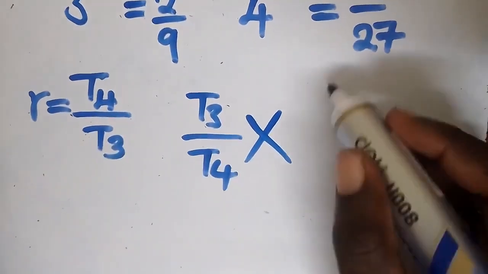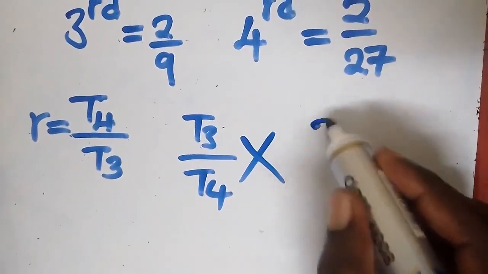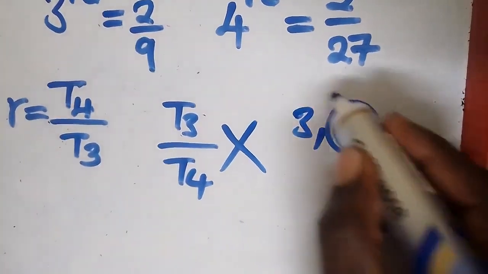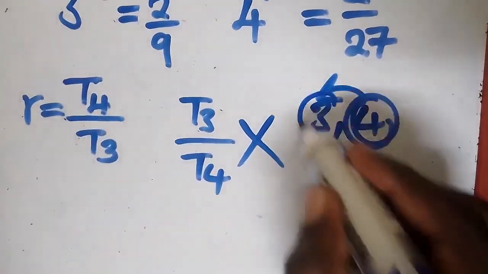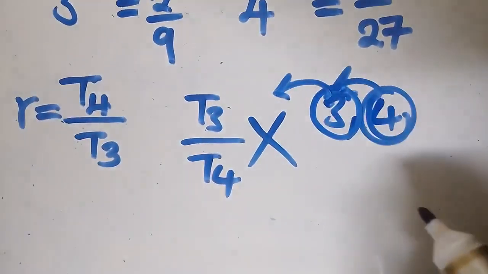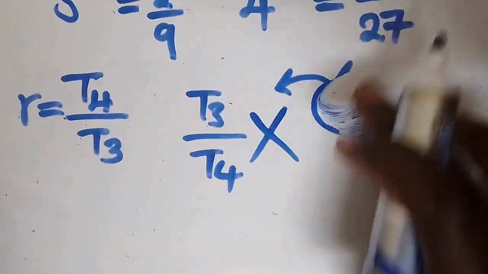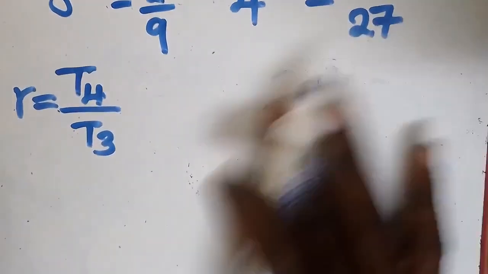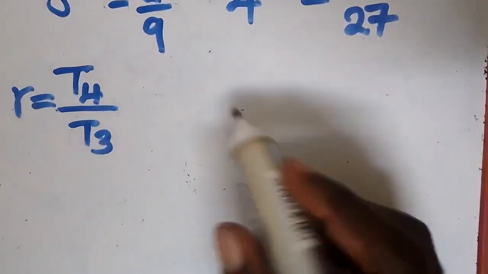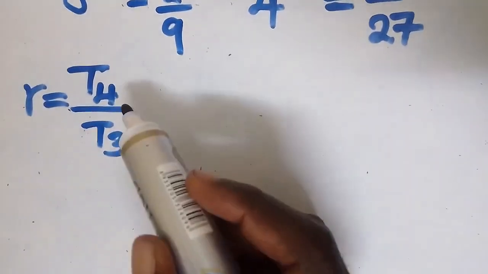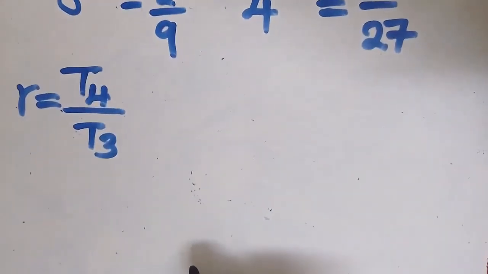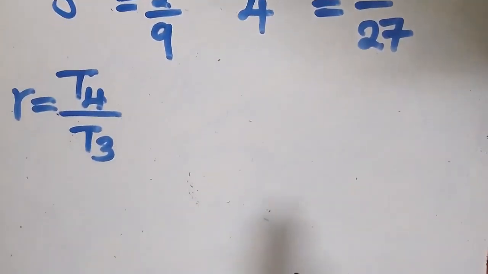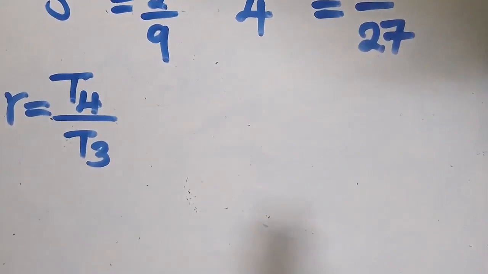If we are to write this, the third term is here, then the fourth term. So you say this one here divided by the previous one. That's how you are supposed to do it. You're not supposed to use the formula that I wrote here, but this is the correct way of answering this question. This is how we'll be answering all the questions that we'll be solving.